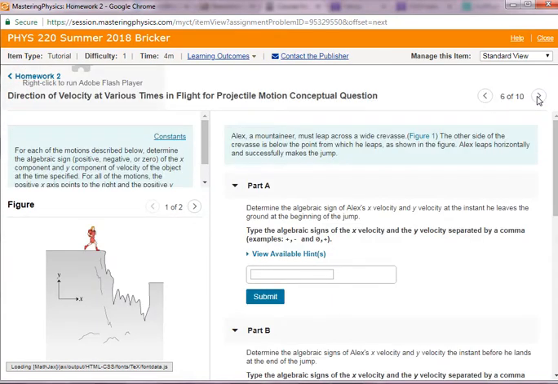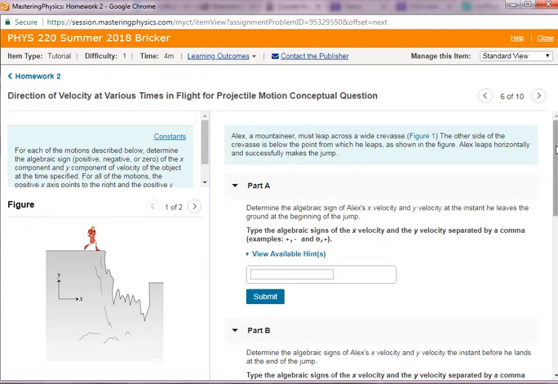Okay, the next one. For each of the motions described below, determine the algebraic sign, positive, negative, or 0, of the x component and the y component of the velocity of the object at the time specified. And for all the motions, the positive x-axis points to the right, positive y-axis points up. Okay, so typical setup here. Alex, a mountaineer, must leap across a wide crevasse. And this is the first picture, figure 1. The other side of the crevasse is below the point from which he leaps. Alex leaps horizontally and successfully makes the jump.